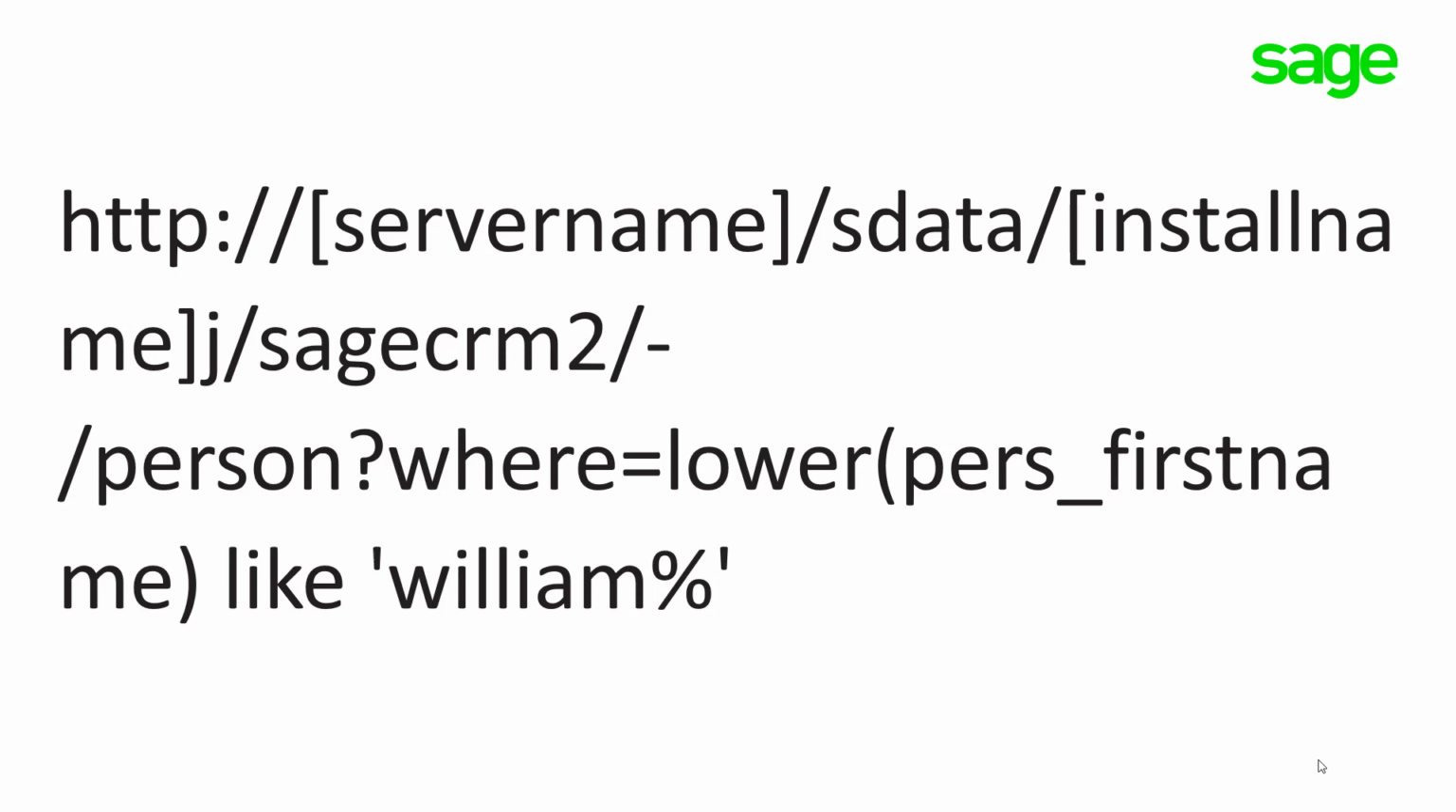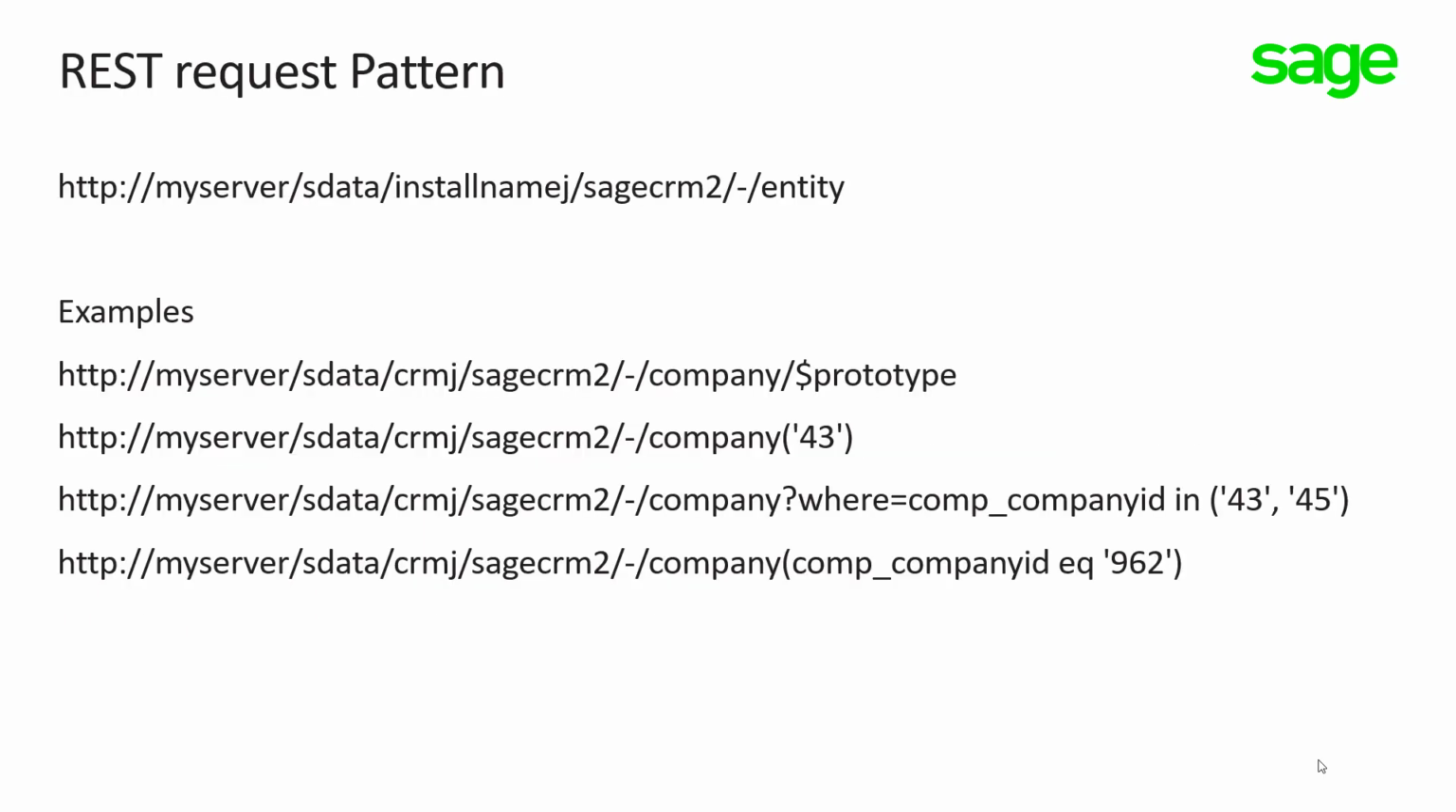So a request for data using the Sage CRM REST API looks like this. You can see we're going down to Sage CRM, to person, where, and then lower, and so on. So the Sage REST APIs fetch the data conforming to the idea of a nice URI. And the URI is short and uses nouns instead of verbs, because we're relying on the HTTP verb to indicate the action that we're carrying out. So there's a pattern to the way in which we can reference the entities inside the system.